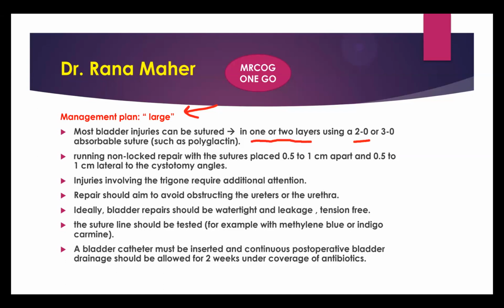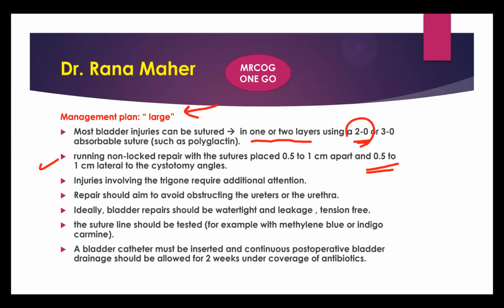We will use 2-0 Vicryl. This is the best one for the fistula or the bladder repair. We have to repair the bladder with a running, non-locked repair. The distance between the sutures has to be 0.5 to 1 centimeter apart from one to another, and also the same distance, 0.5 to 1 centimeter, from the cystotomy angles.